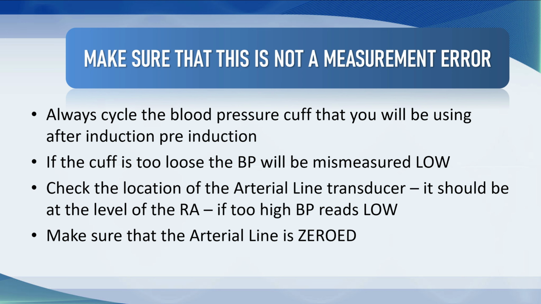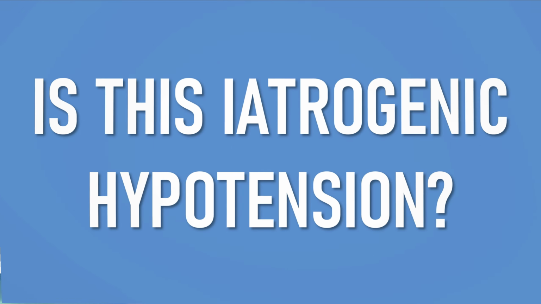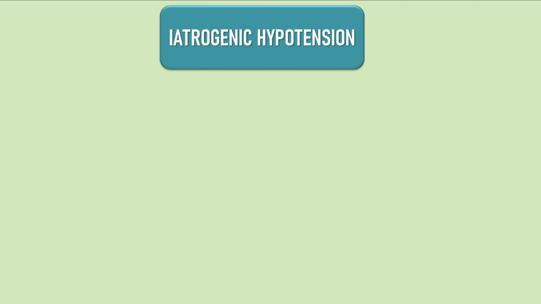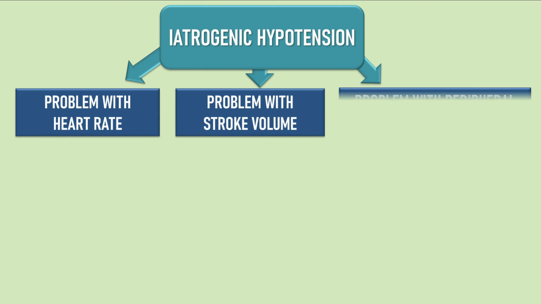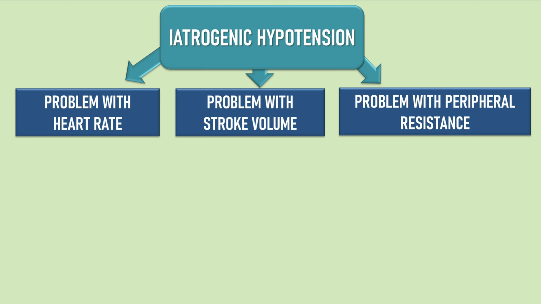The first question you have in the ICU or the operating room with an abrupt drop in the blood pressure is: is this iatrogenic hypotension? So let's look at that. When we have hypotension, we have three components: a problem with the heart rate, a problem with the stroke volume, and a problem with the peripheral resistance, and failure of the others to compensate.